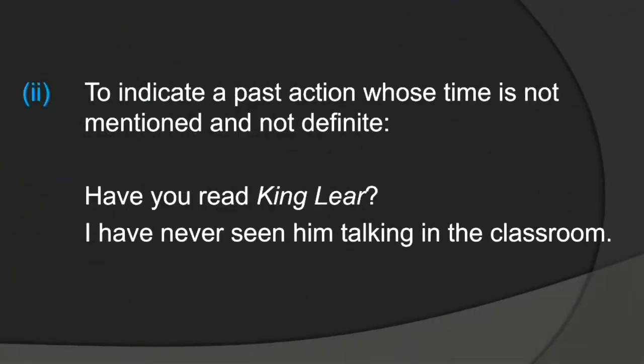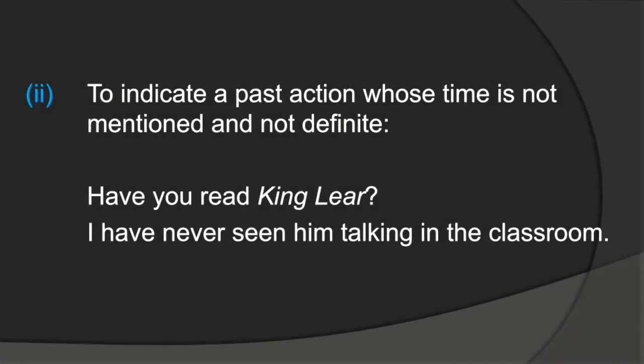Number 2. Present perfect tense is used to indicate an action whose time is not mentioned or not definite. First example, have you read King Lear? Second example, I have never seen him talking in the classroom. Both of these sentences do not show any definite time. They do not confirm whether the actions took place long ago or a little while ago.